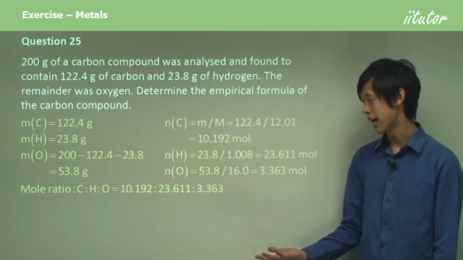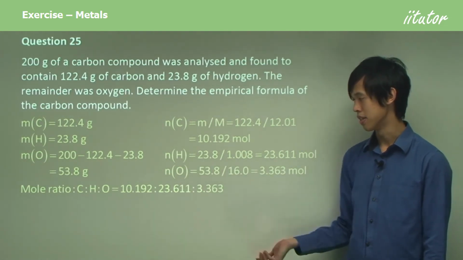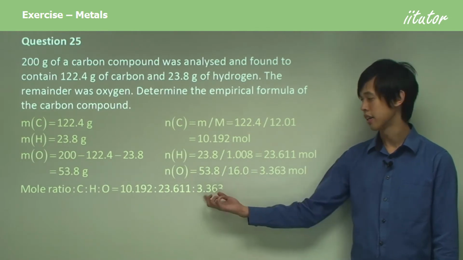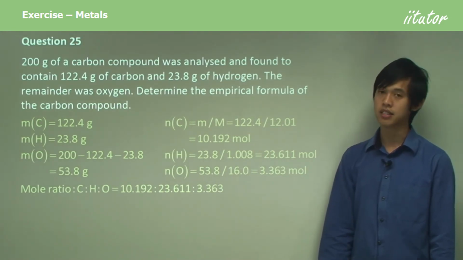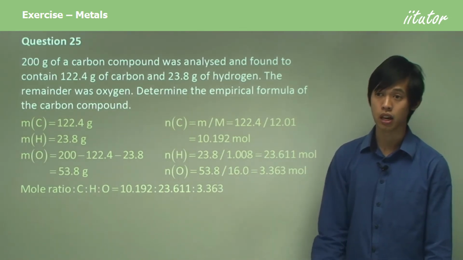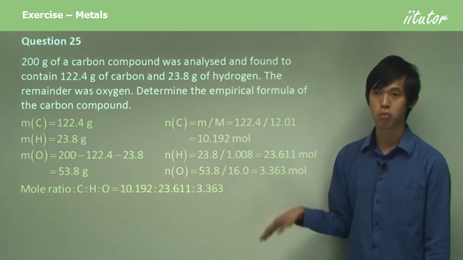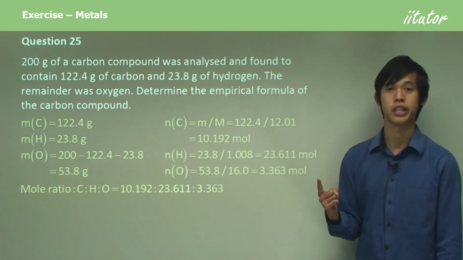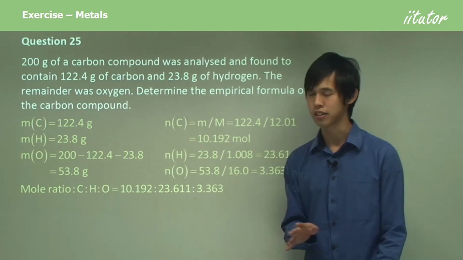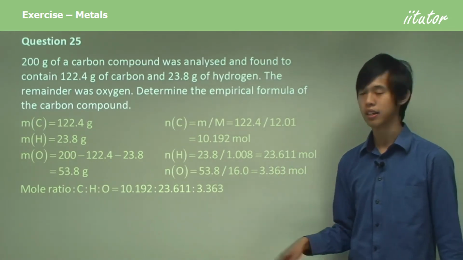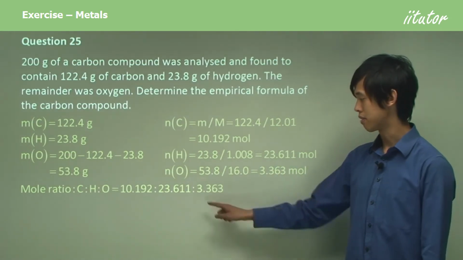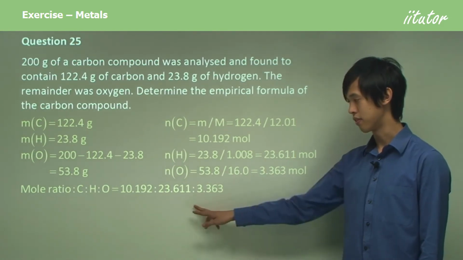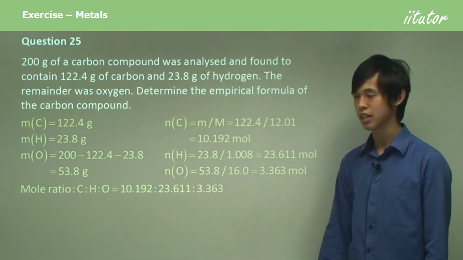So maybe if we divide by one of these numbers, it'll take away some of these decimal places. Now the easiest thing to do would be to divide by the lowest number, so you end up with 1 as the lowest possible number you can get. Okay, because you don't want to get fractional numbers, because that just weirds people out. So you just divide by the smallest number, which is 3.363. So we divide each of these numbers by 3.363.